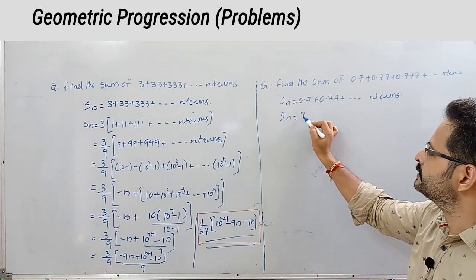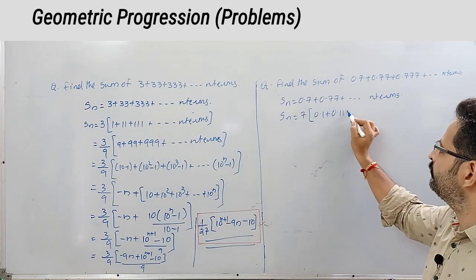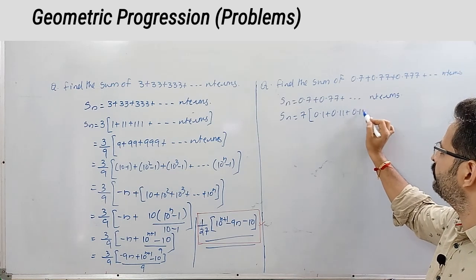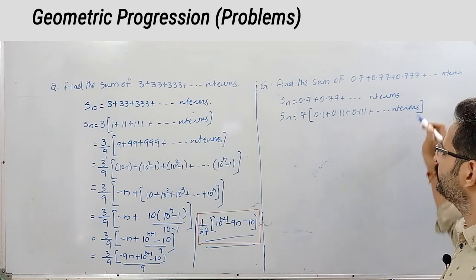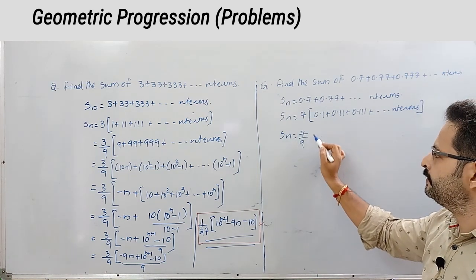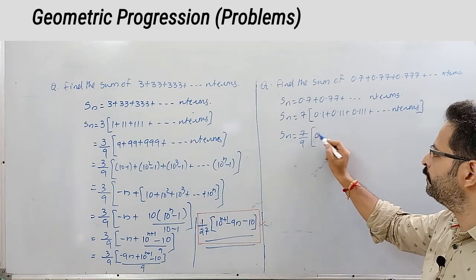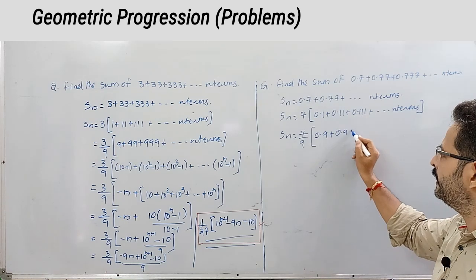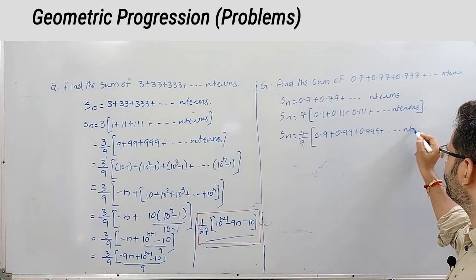Sn is equal to, taking 7 common, 0.1 plus 0.11 plus 0.111 etc. up to n terms. That means Sn is equal to 7 by 9 into, multiplying with 9 inside the bracket, 0.9 plus 0.99 plus 0.999 plus etc. n terms.